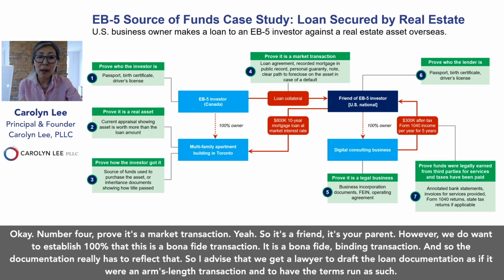Okay. Number 4, prove it's a market transaction. Yeah. So, it's a friend, it's your parent. However, we do want to establish 100% that this is a bona fide transaction. It is a bona fide binding transaction, and so the documentation really has to reflect that. So I advise that we get a lawyer to draft the loan documentation as if it were an arm's length transaction, and to have the terms run as such.